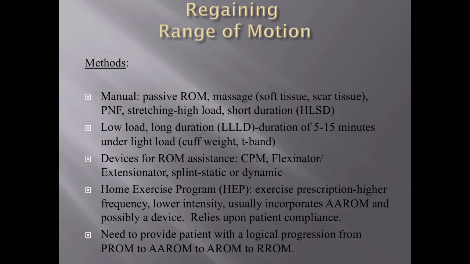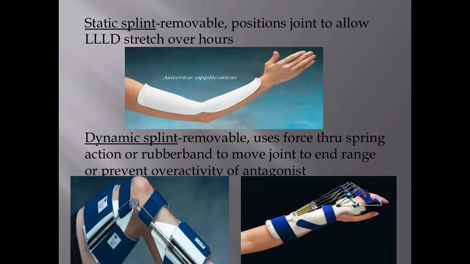So we want to gain that passive range of motion, get them working through it in an active assistive manner, and then advance from that to active. And then finally, as they become stronger and they have greater quality of movement, then we can move to resistance.